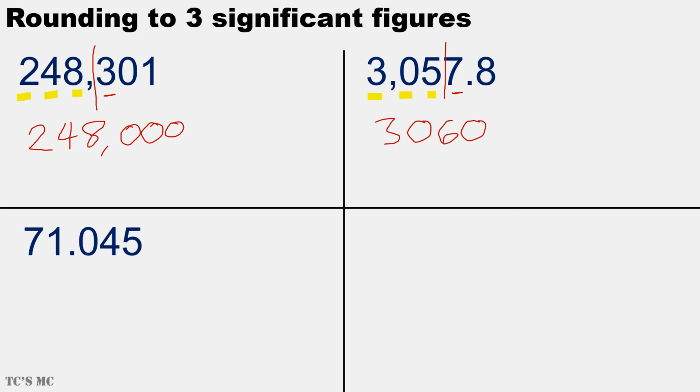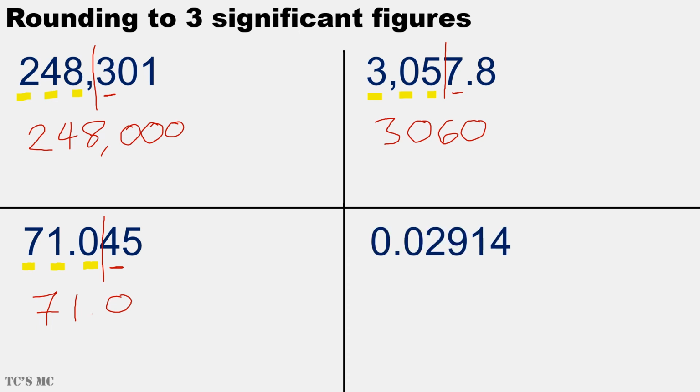In 71.045, the first significant figure is 7, the second significant figure is 1, the third significant figure is 0. This 0 represents 0 tenths, so we are rounding to the nearest tenths. We get 71.0. The 0 here is significant because we want it correct to 3 significant figures. Any zeros after are not significant and not needed.